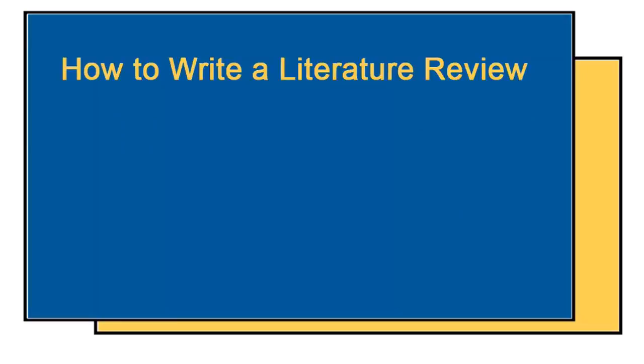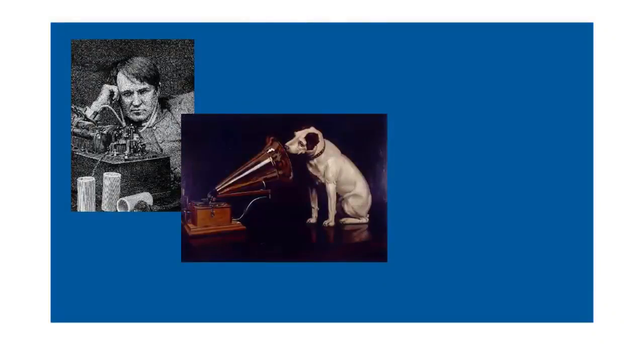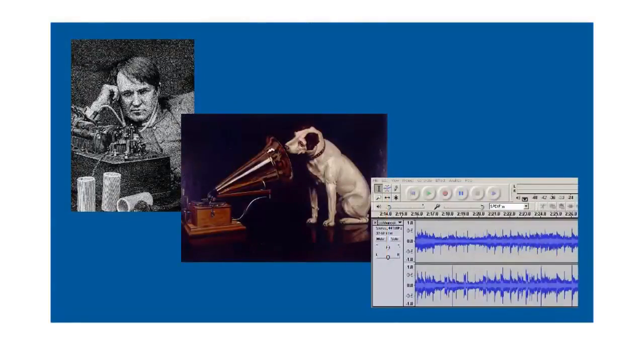There are several stages to writing a literature review. Select your topic. Select and read your sources. Write your review. Perhaps the most important step in this process is selecting your research topic. A good research topic focuses on a subject that's been well explored. That is, one where you can find articles that reflect growth and change in an area of research.